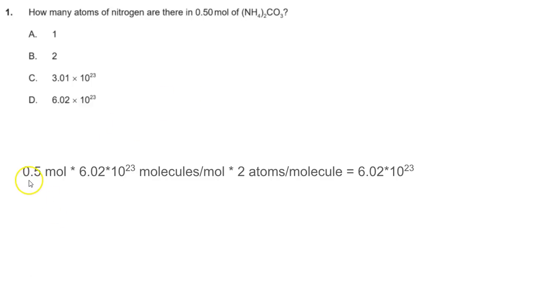Start out with our half a mole, and let's go to molecules. Remember, we can do that using Avogadro's number. There are 6.02 times 10 to the 23 molecules for every mole. Okay, now in each of these molecules, there are 2 atoms of nitrogen, and so I multiply by 2. So if I multiply by half and then multiply by 2, I go back to Avogadro's number, so D.